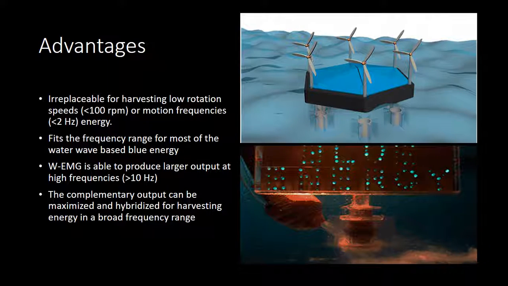The advantage of using this nanogenerator is that it is irreplaceable for harvesting low rotation speed, lower than 100 revolutions per minute, or motion frequency lower than 2 Hz. It fits the frequency range for most water wave-based blue energy, and the wrap-around magnet is able to produce larger output at higher frequency, which is higher than 10 Hz. Such complementary output can be maximized and hybridized for harvesting energy in a broad frequency range.